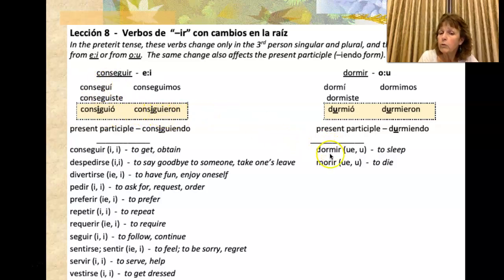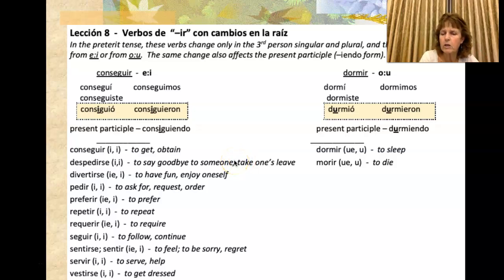And then there are only two verbs that changed from o to ue in the present and also had an ir ending, and now they just changed from o to u and only in the third person, singular and plural. All right? So these were the verbs we need to remember, the IR verbs that had stem change.